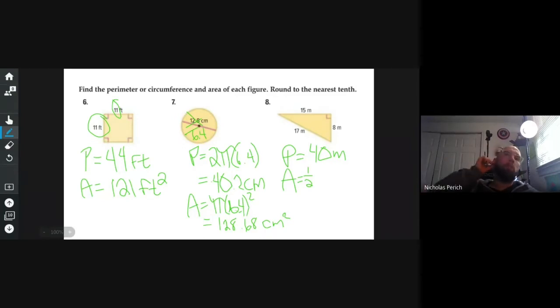What's the base for problem 8? What's the base of this triangle? If I were to lay this triangle flat on the ground, what would the base be? 8. It could be Santiago. So let's go with that.